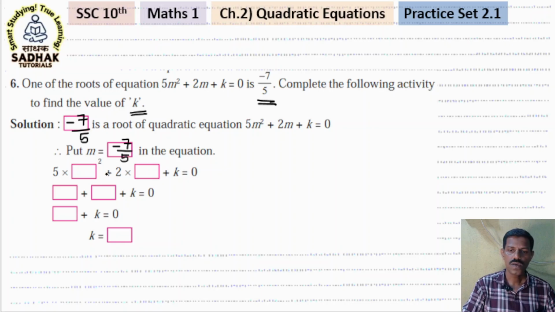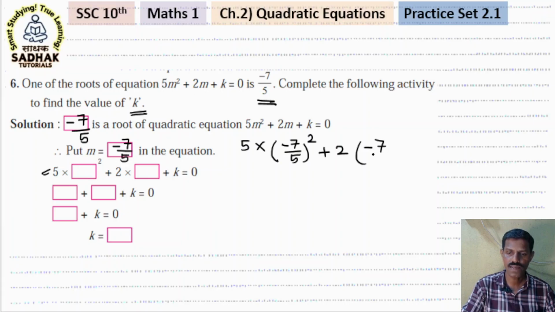Okay, so here I am just doing the rough work here so that final answer we can write. Okay, so this step I am writing now, 5 multiplied by, now in this box we have to put this value minus 7 upon 5. So minus 7 upon 5 the whole square plus 2 multiplied by m. So again we have to put the value of m, that is given minus 7 upon 5 plus k is equal to 0. Okay, now we have to solve this. Fine, so in this blank and this blank, both the places there will be minus 7 upon 5.